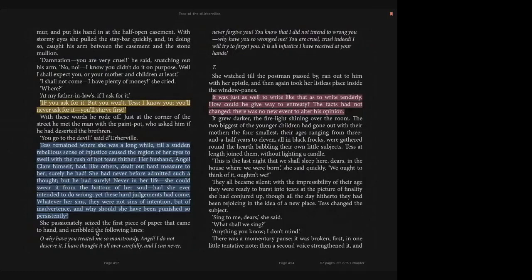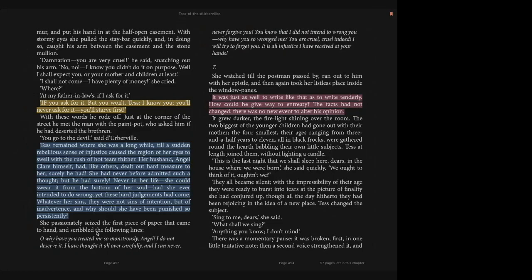Why have you treated me so monstrously? I do not deserve it. I have thought it all over carefully. I can never, never forgive you. You know that I did not intend to wrong you. Why have you so wronged me? You are cruel, cruel indeed. I will try to forget you. It is all injustice that I have received at your hands.